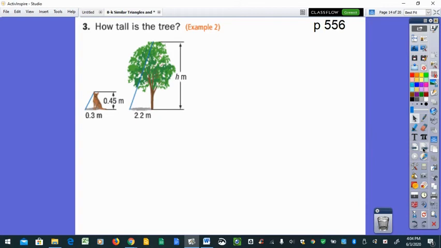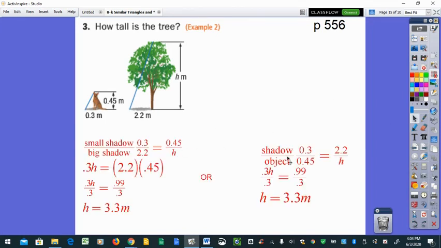Okay, so let's just do some shadow reckoning, which is the whole point. Can you find the height of this tree? Pause the video and give it a go. Okay, let's see how you did. So I'm just showing 2 different ways to do it. As long as you got the tree to be 3.3 meters, doing good math, you're okay. But you could have done small shadow to big shadow, so 0.3 to 2.2, and then go back and do the 0.45 is to h. Then you would cross multiply and divide by 0.3 to get the 3.3.